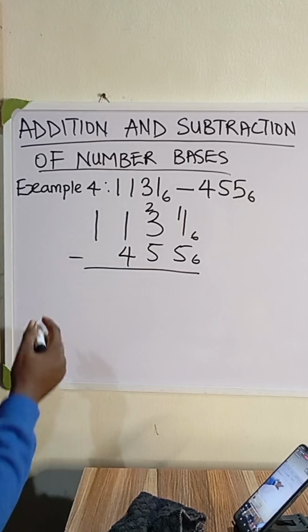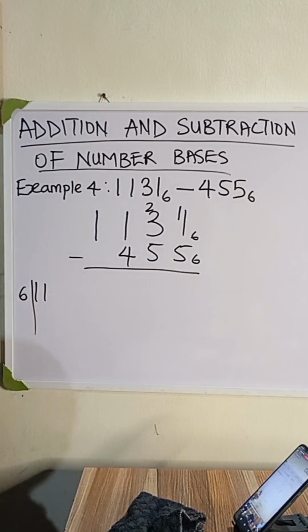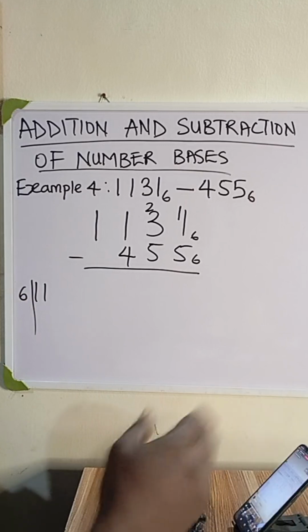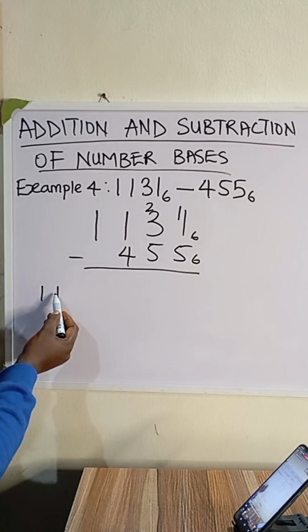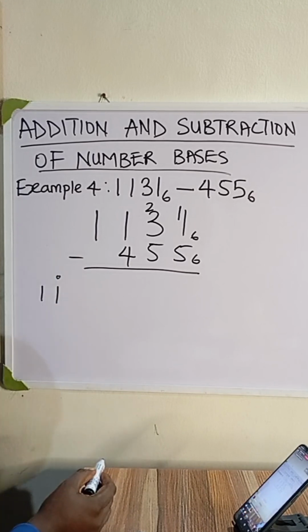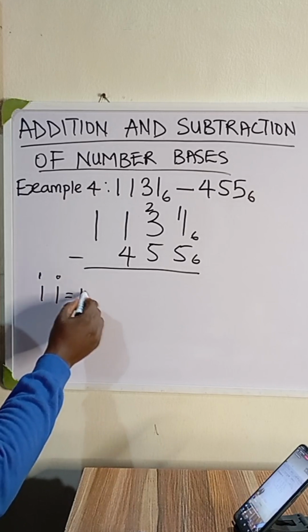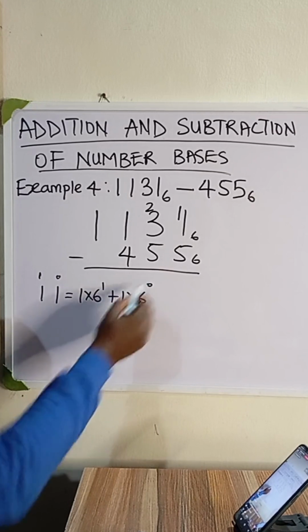Remember, when we were adding, we were dividing, right? But now we are subtracting. We are going to go through the same process we do when we are converting from other bases to base 10. So we have 11. Above the last 1, we have power of 0. Above the first 1, we have power of 1. So we're going to do 1 times 6 to the power of 1 plus 1 times 6 to the power of 0.